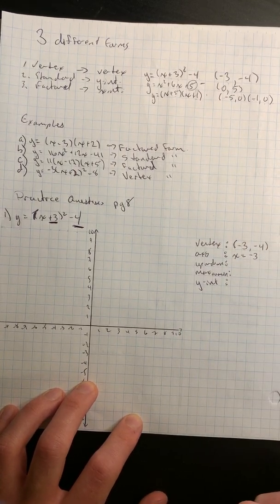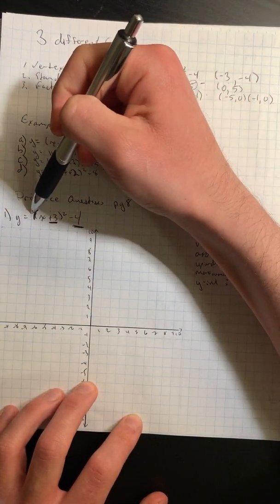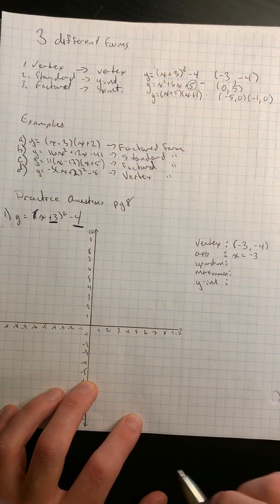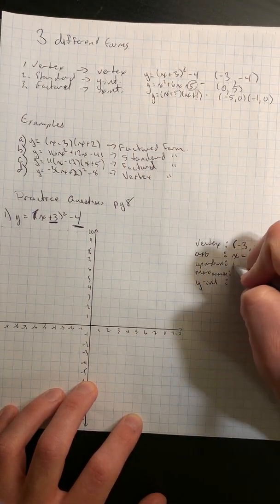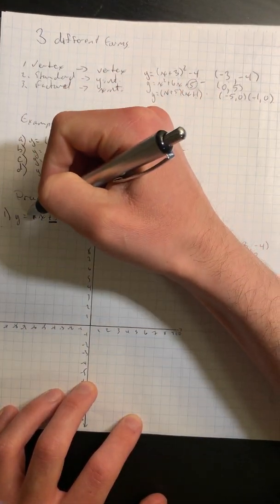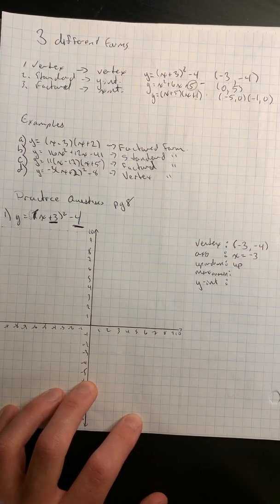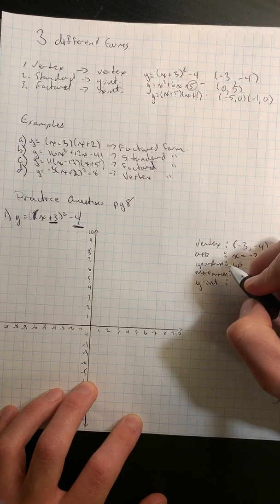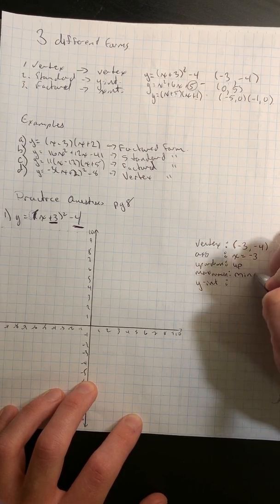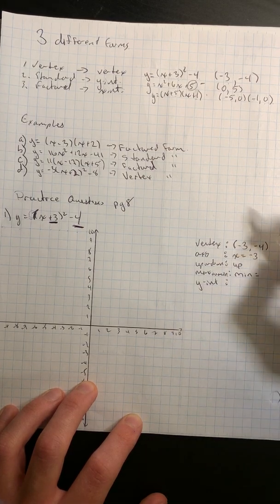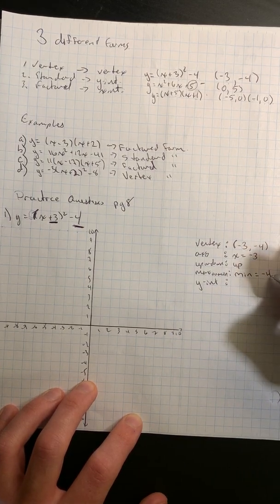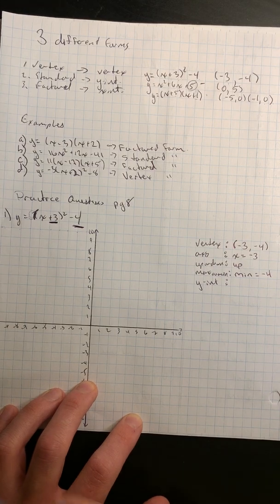Okay. Now, does this open up or down? If we look out in front, there's no negative sign here. And if there's no negative sign, that means it opens up. If there was something in front of this bracket and it was negative, that would mean it opens down. Since it opens up, it will have a min, and the minimum value is going to be the y value of the vertex. So we'll take that -4 and we'll bring it down there.